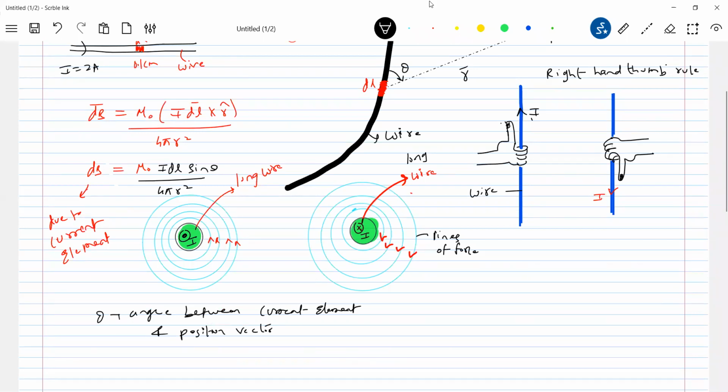Okay, let's go for some applications. There are some standard structures. We'll try to find out what the magnetic field is.